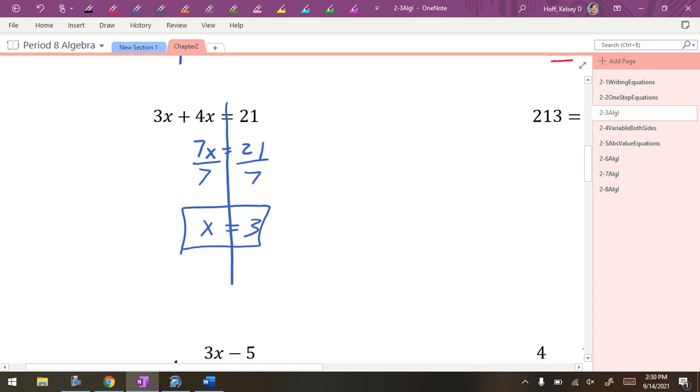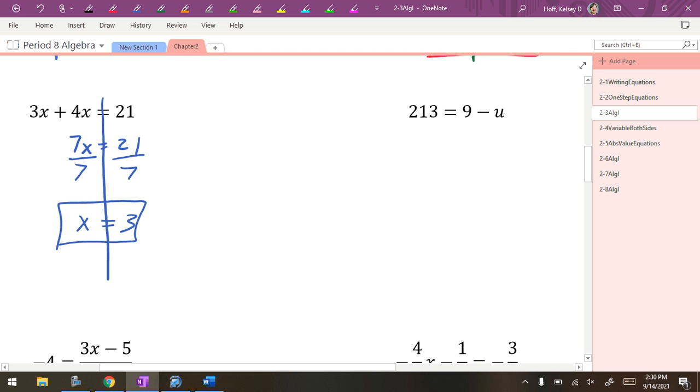Let's go to the right. 213 equals 9 minus u. First thing I should do, subtract 9. Nicely done. 9 is positive because there's nothing in front of the 9. 213 minus 9. Say it again. Yes? I've told you guys I'm really bad at subtraction, right? Okay, so always double checking. I know I was counting in my head. What's remaining on the right-hand side?